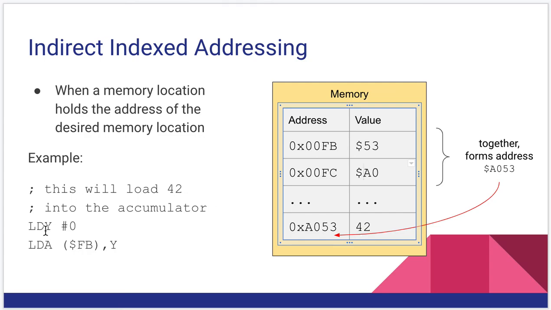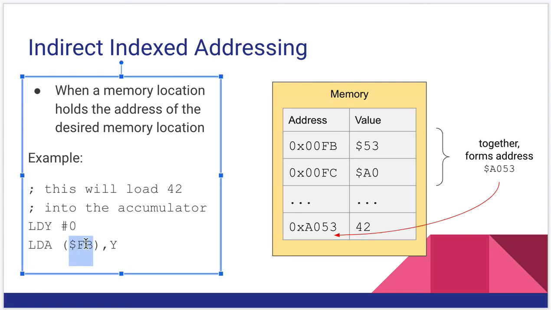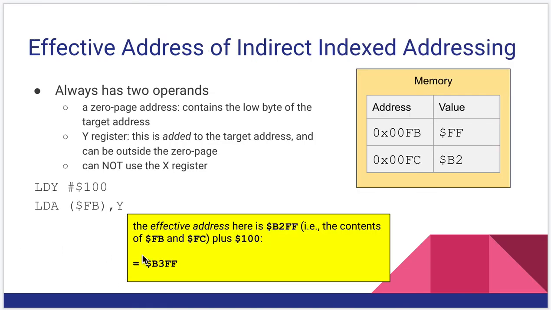So there's kind of two steps there. We load indirect this, we look at this address, which can only be in the zero page. We find the address that is stored in it and go to that address to get our value. We can build effective addresses this way. There's always two operands. The first one is a zero-page address. Now, some other CPUs don't require it to be in the zero page. 6502 does.